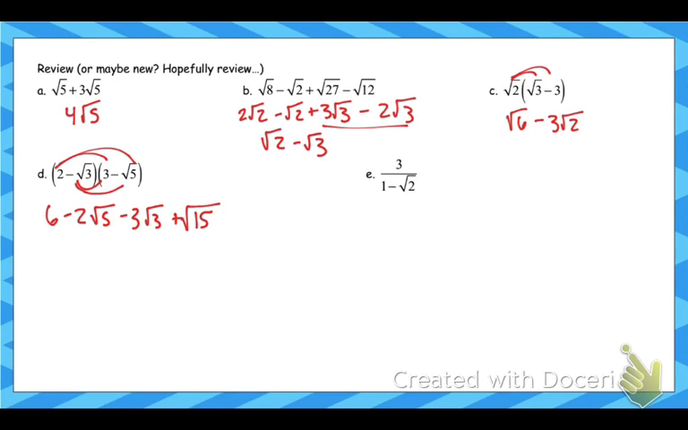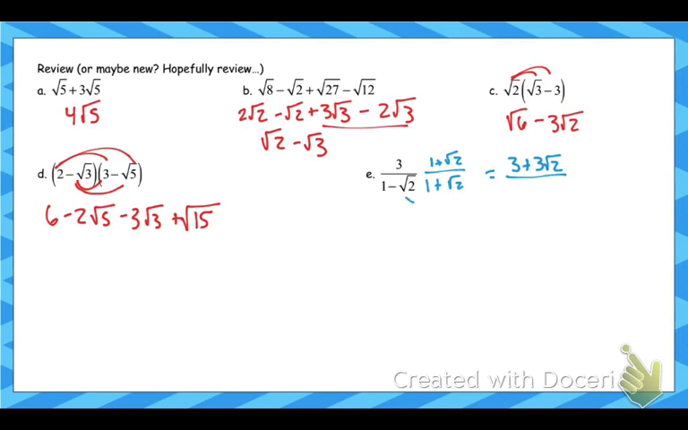Then the last thing you learned about with radicals was in order to rationalize, you multiply by the conjugate. So 1 minus root 2, the conjugate of that would be 1 plus root 2. So we're going to multiply top and bottom by that. So that would be 3 plus 3 root 2.